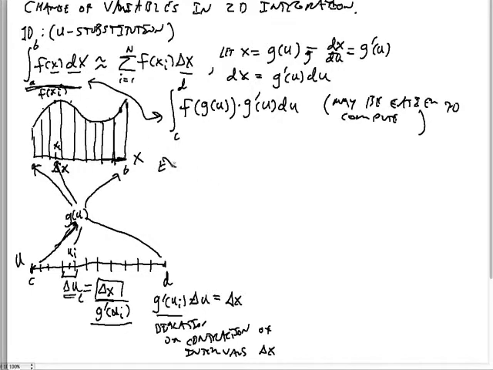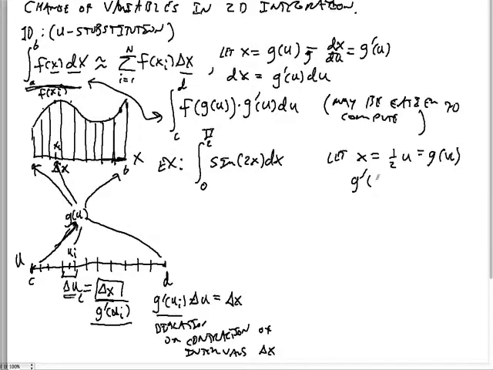So, let's give a quick example to make this more relevant. We have maybe the integral from 0 to pi over 2 of sine 2x dx. So the idea is we say let x equal 1/2 u, right? So that's my g of u. And that means my g prime of u is just equal to 1/2.